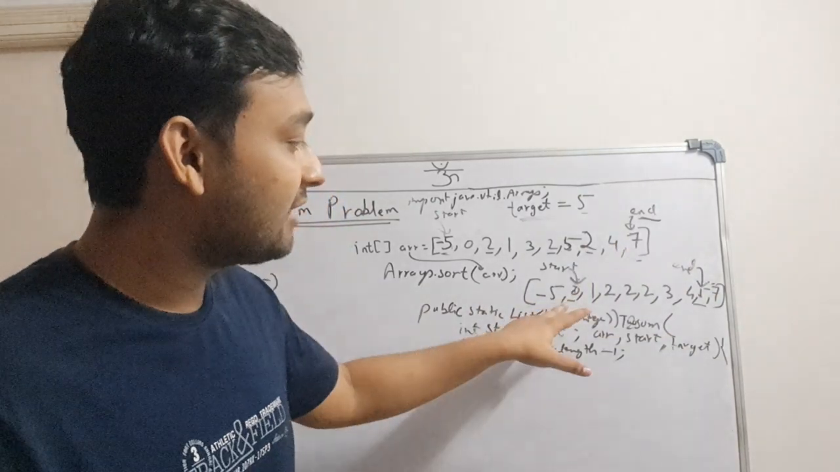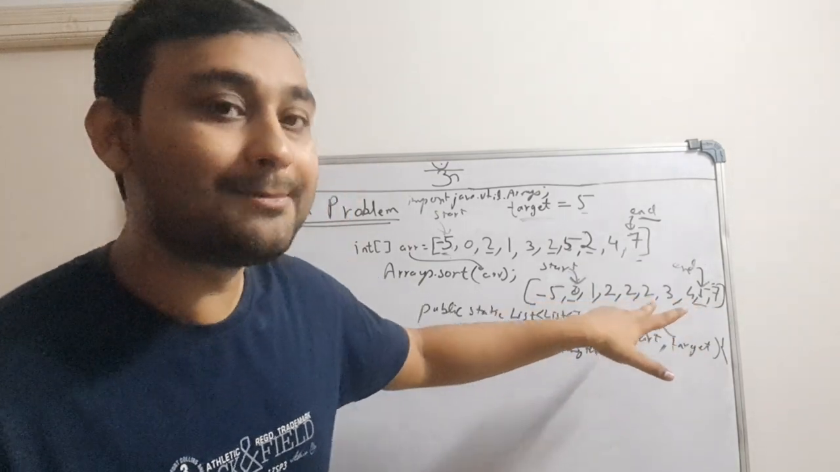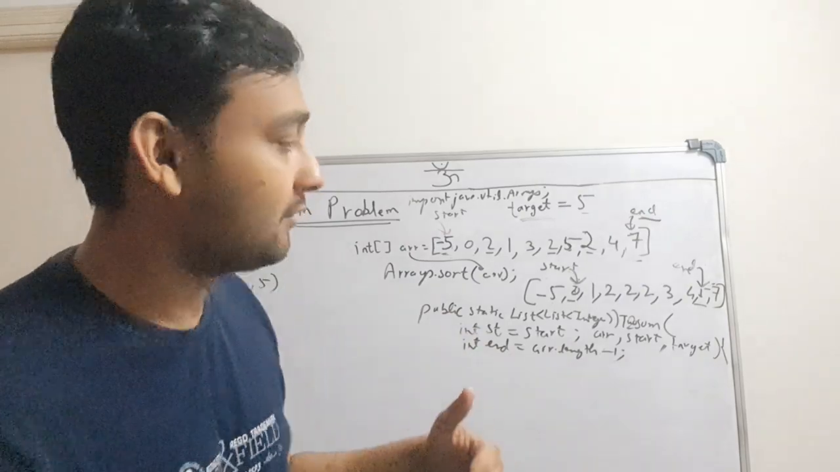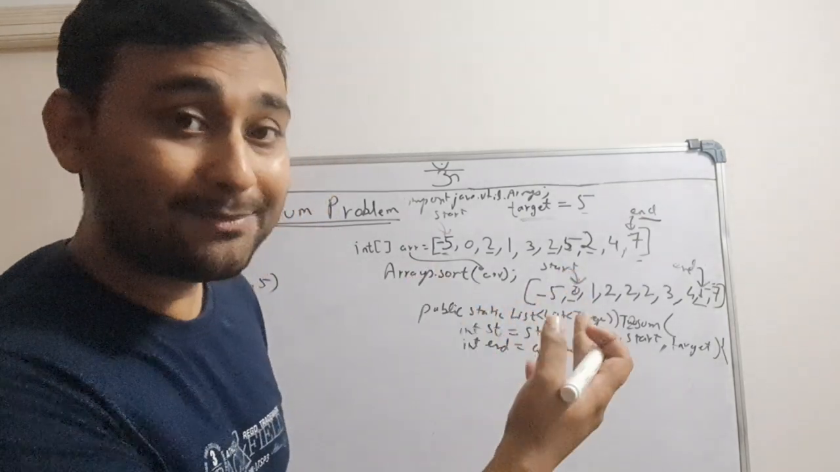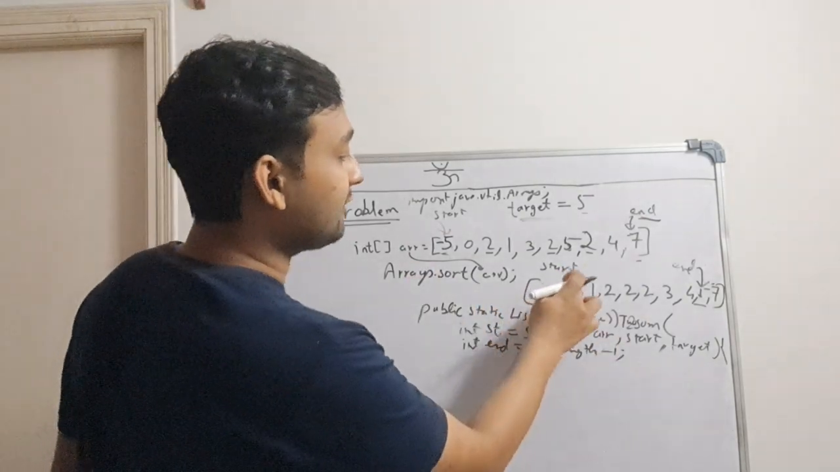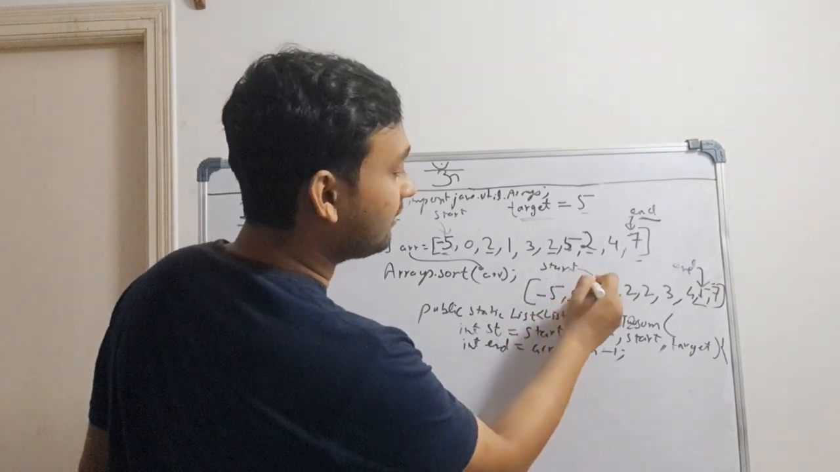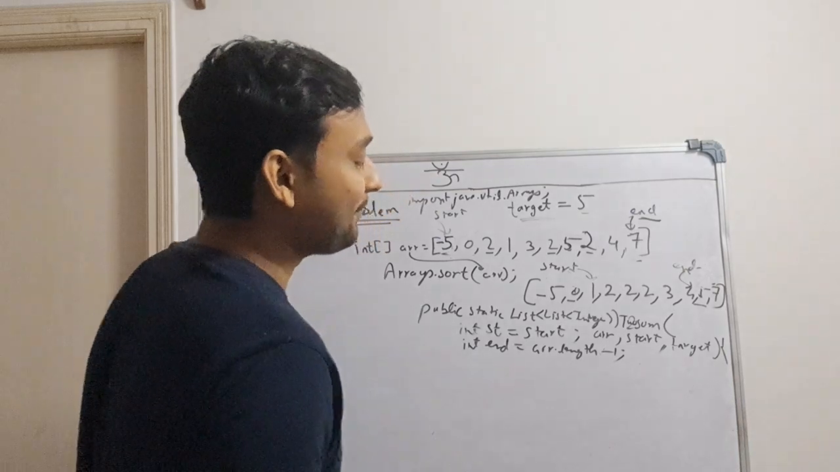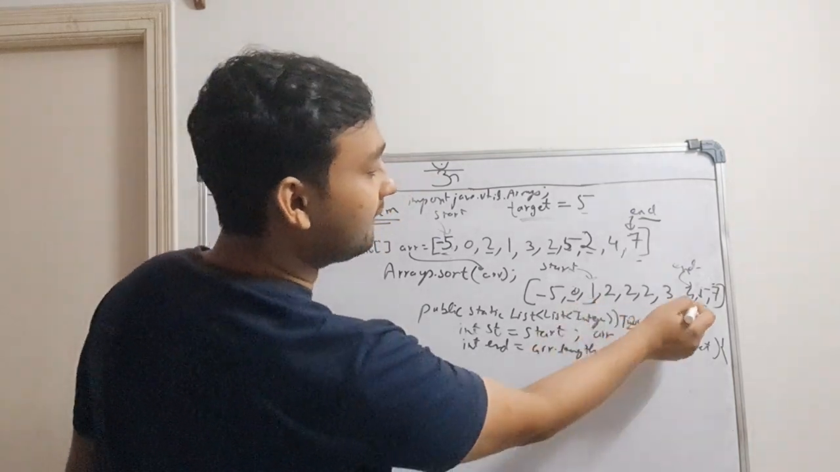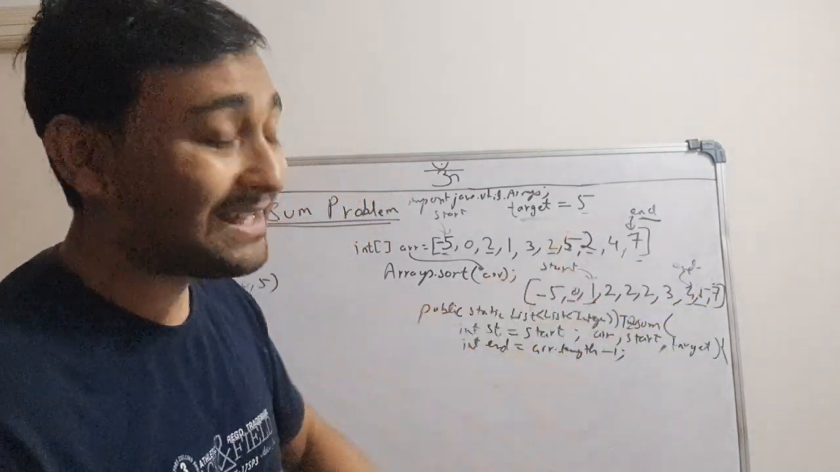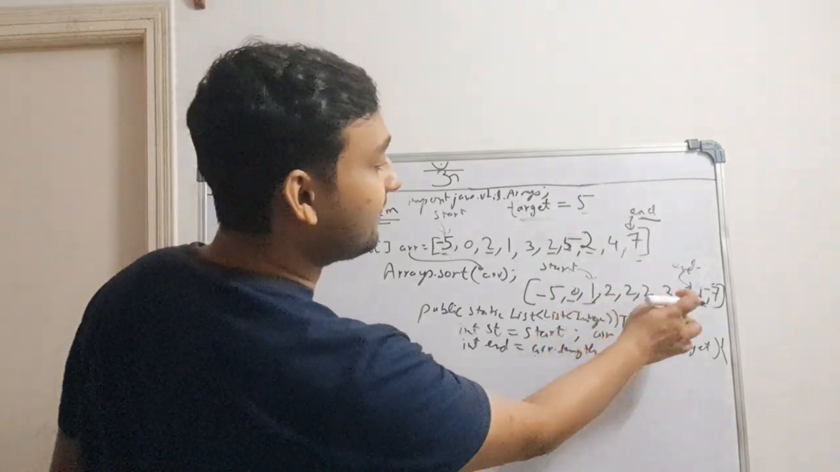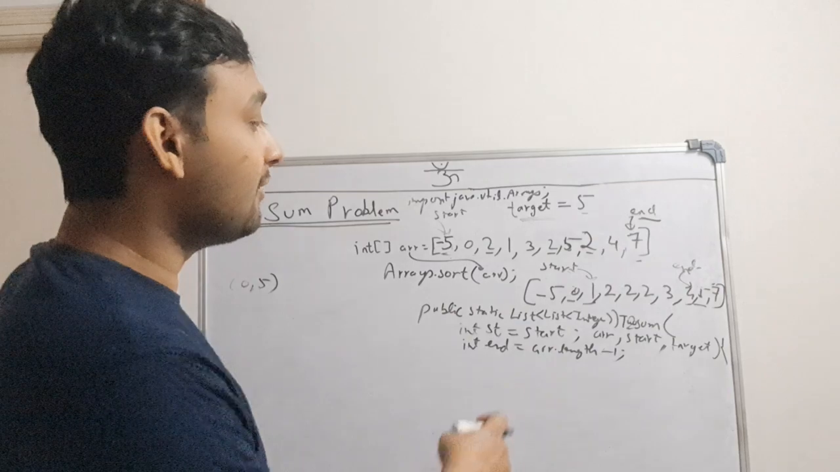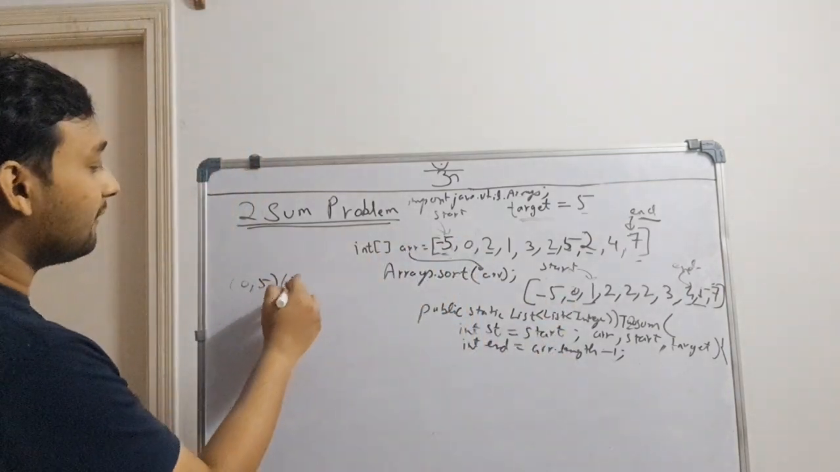No, start should be incremented and end should be decremented, because I got those two values. So those two values should not be reused again. Okay, so again I have to do start plus plus and end minus minus. So now start will point to 1 and end will now point to 4. Now I will again add 1 and 4 and check whether it is equal to my target or not. So here you can see 1 plus 4 is 5, which is equal to my target value again. So my next answer will be 1, 4.